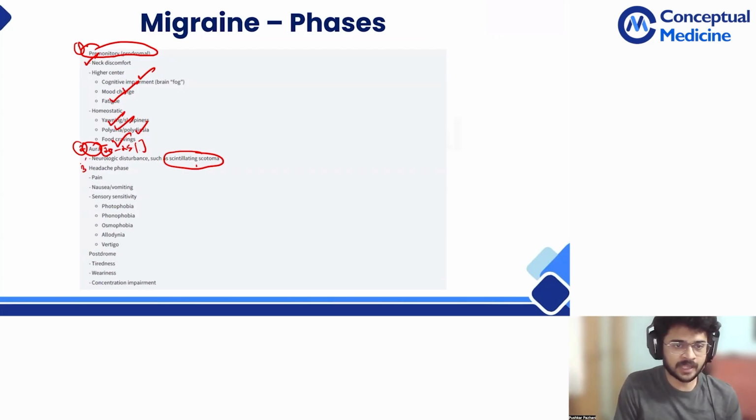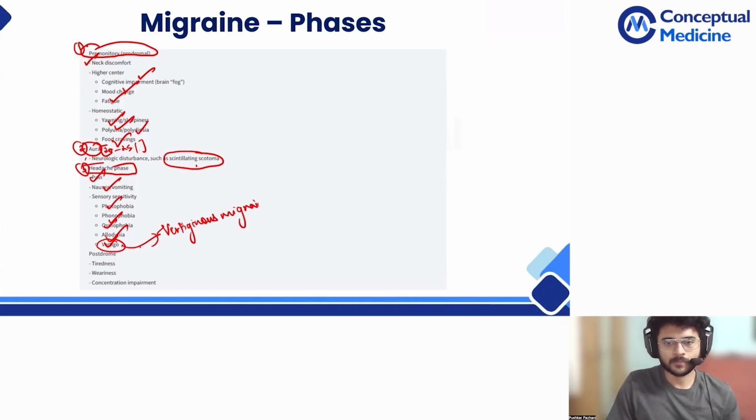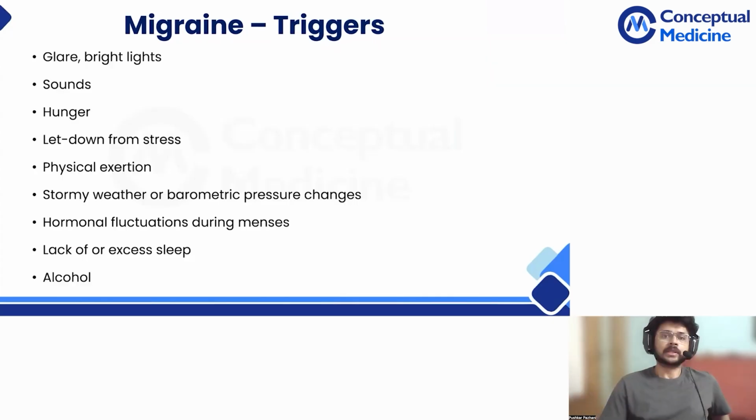Next, third, we have the headache phase, where you're going to have pain with nausea, vomiting, pulsatile headache, photophobia, osmophobia, allodynia, cutaneous allodynia, and vertigo. Sometimes the vertigo can be quite severe, and you actually have a subtype of migraine that is known as vertiginous migraine. And then the last phase is the post-drome, where the patient is quite tired, weak, and has impaired concentration. So that's about the different phases of migraine.